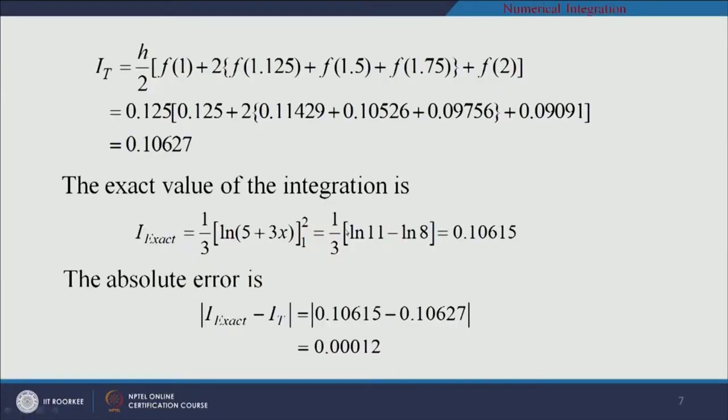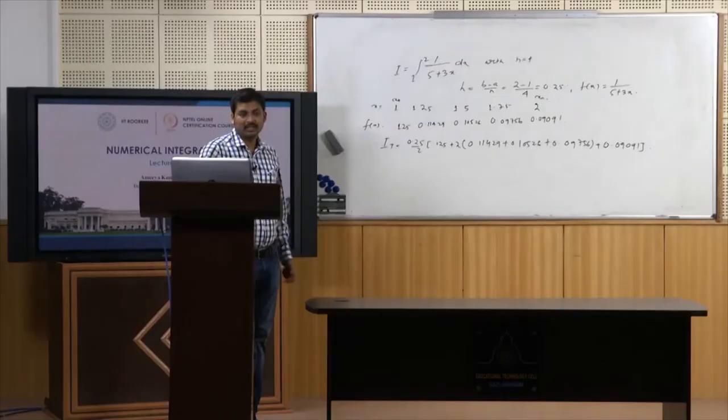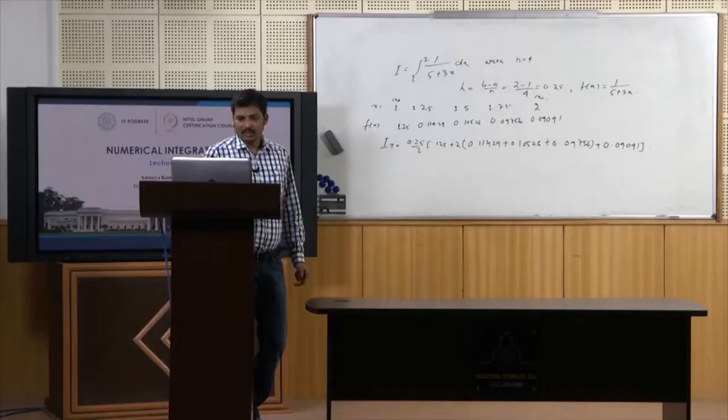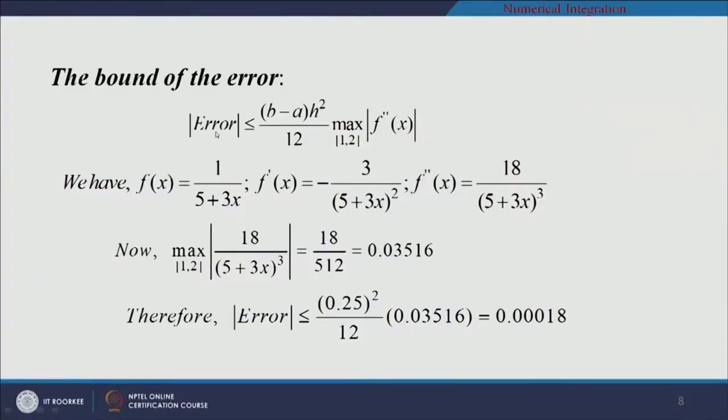This will give the value 0.10627. The exact value of this integration, if you compute it, is (1/3) ln(5 + 3x), and if you put in the range 1 to 2, we obtain 0.10615. The absolute error, that is |I_exact − I_T|, is 0.10615 − 0.10627, which is 0.00012, very small. And if you go for the bound of this error, in absolute value, the error should be less than or equal to (b − a)h²/12 times the maximum of f''(x).